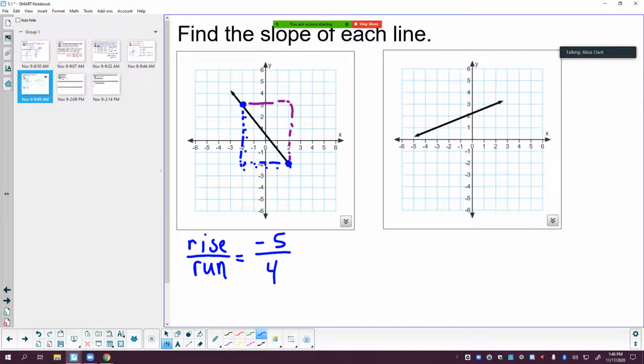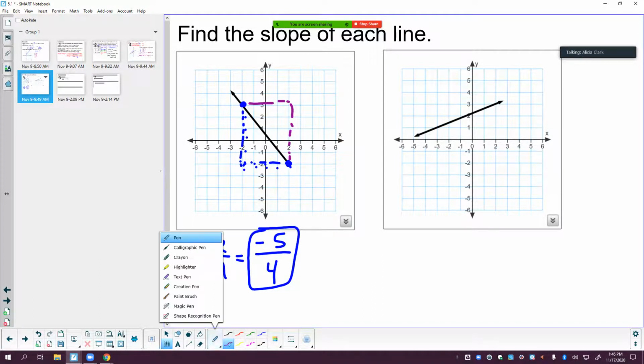Okay, so I went down 5 places, so I used the negative. I went right 4 places, so I used the positive. If I can reduce it, reduce it. Okay, if not, it stays just like that. Do not make this a mixed number. Okay, leave it as an improper fraction. Don't make it -1 1/4.